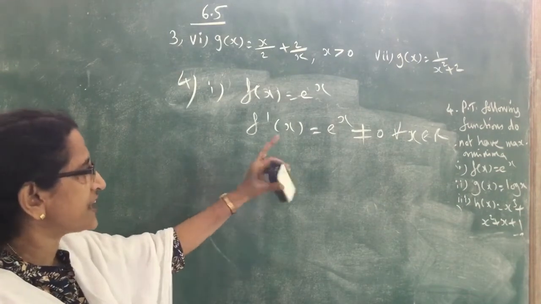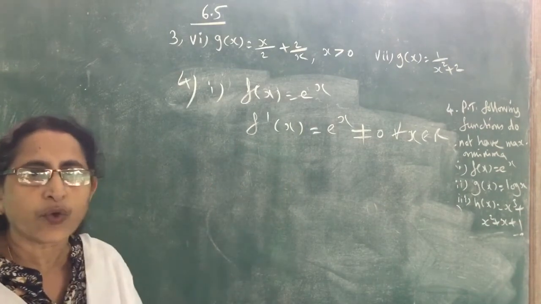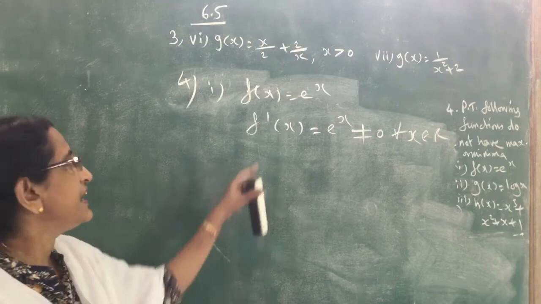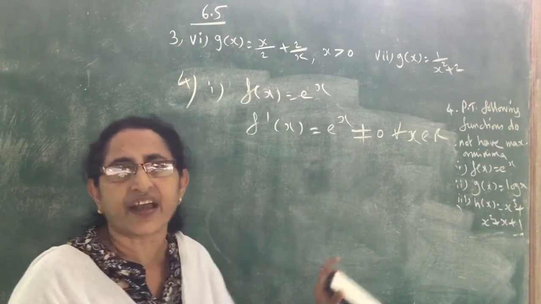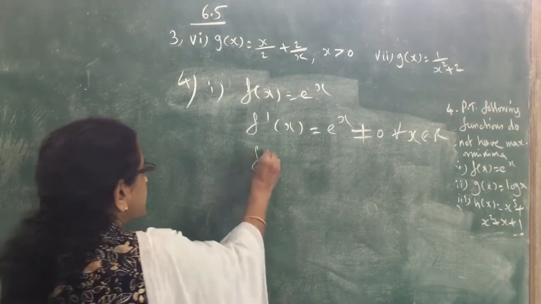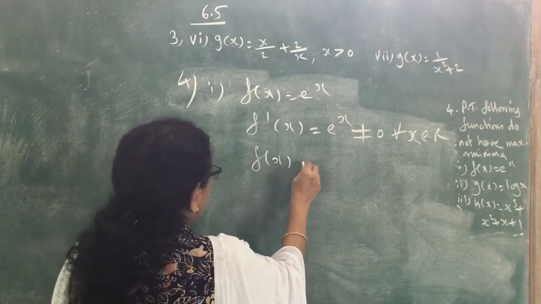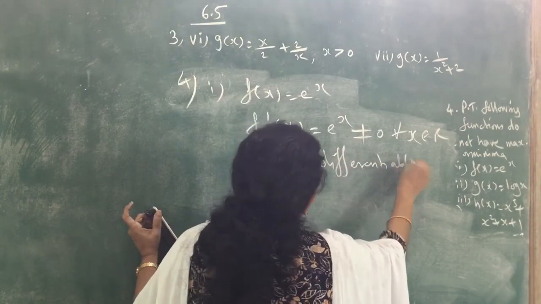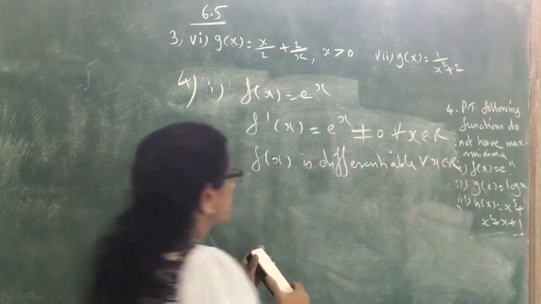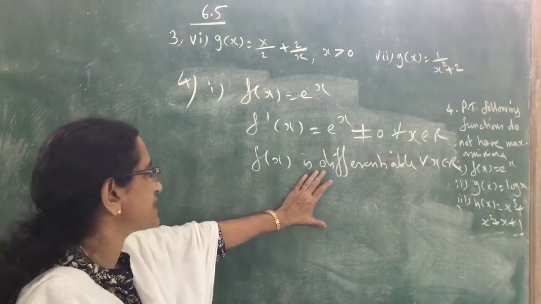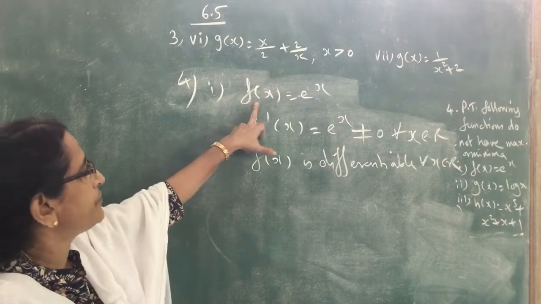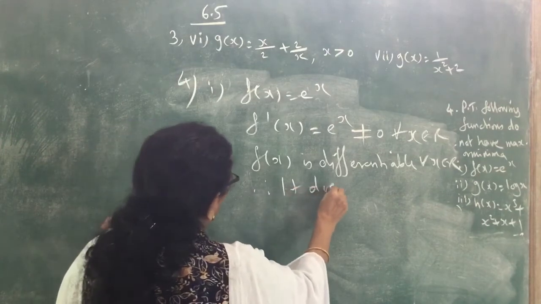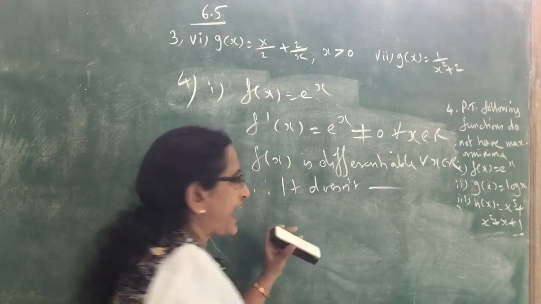One thing we have to check is whether f dash x equals 0 for some number, because that number may be a point of maxima or minima. So here f dash x is not equal to 0 for any real number x, and f of x equal to e raised to x is differentiable for every x belongs to R. Since these two things hold, we can say that this function does not have maxima or minima. So write the answer: therefore it does not have maxima or minima.